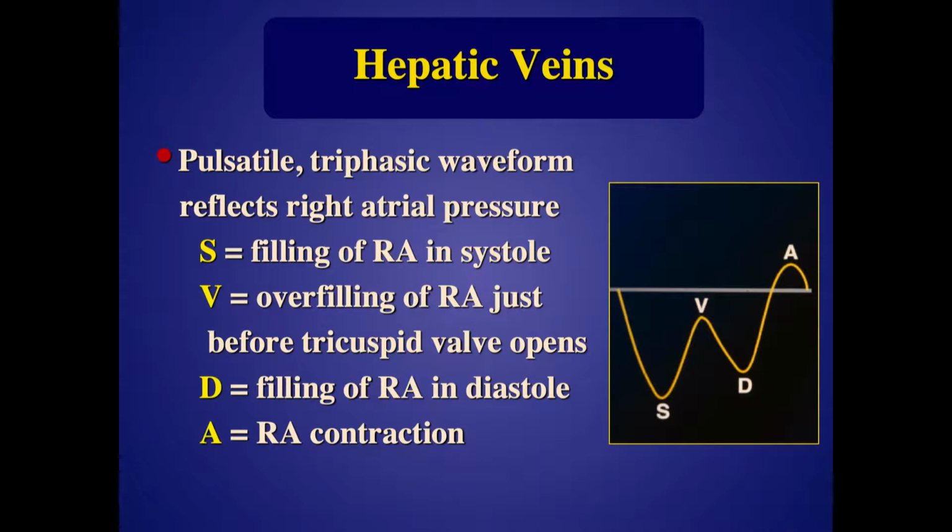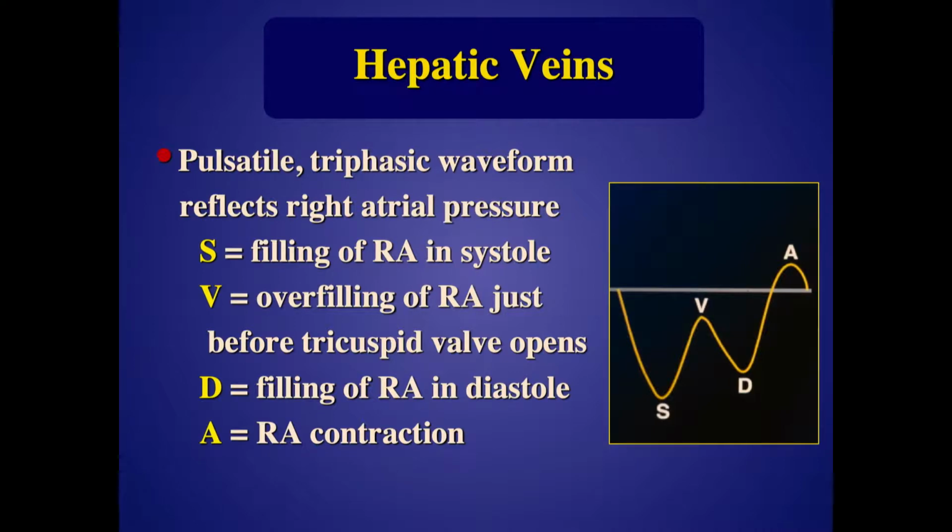That longer initial component, that S wave, is related to filling of the right atrium in systole. As it continues to fill, it slows down. You can see that the velocity in the V wave is definitely slowing. And then when there's continued filling of the right atrium in diastole, we have continued velocity away from the liver toward the heart. And then when the atrium contracts, you have that reversal of flow back toward the liver, the A wave.